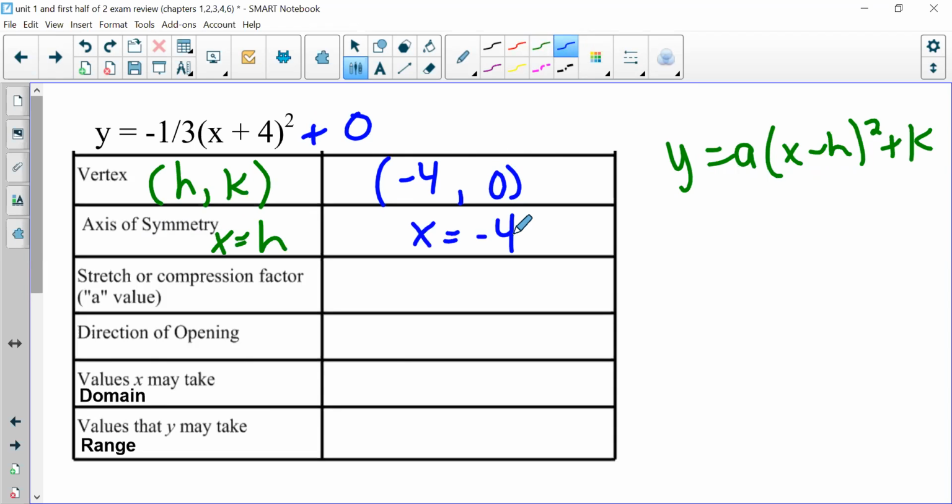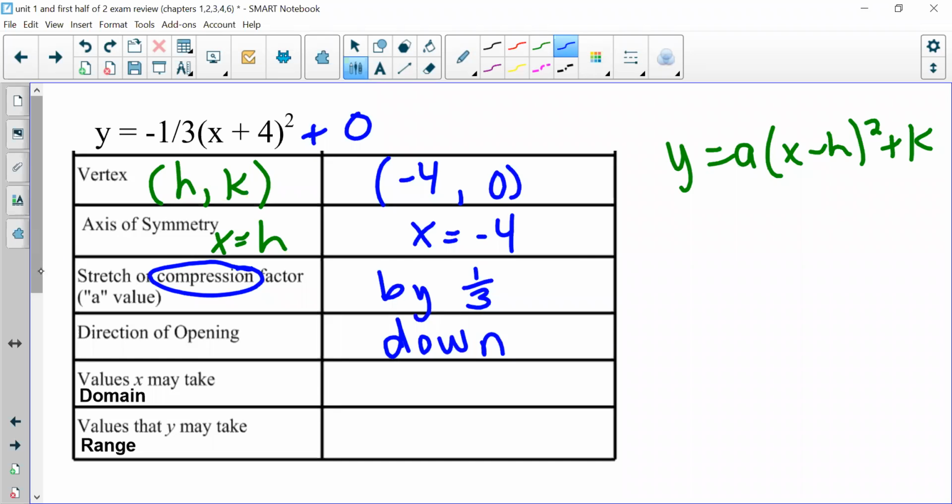Kira, has this been stretched or compressed? Compressed. And by what factor? 1/3. Fantastic. Now, how come you didn't say the negative? What's the negative going to do to this parabola? If it opens up or down. Fantastic, which in this case, I just wrote down. I already answered your question for you.